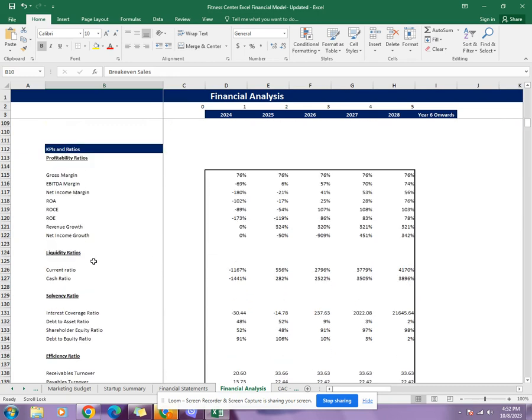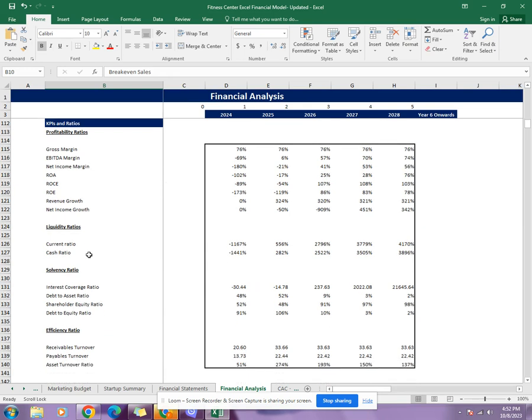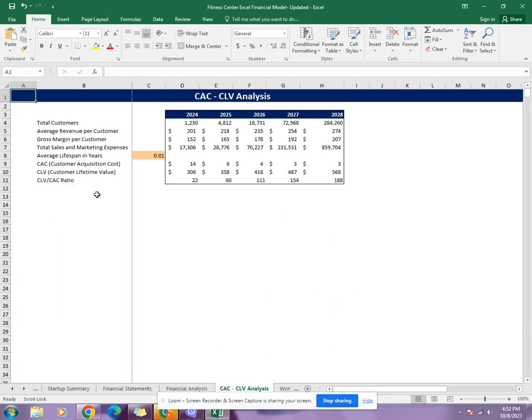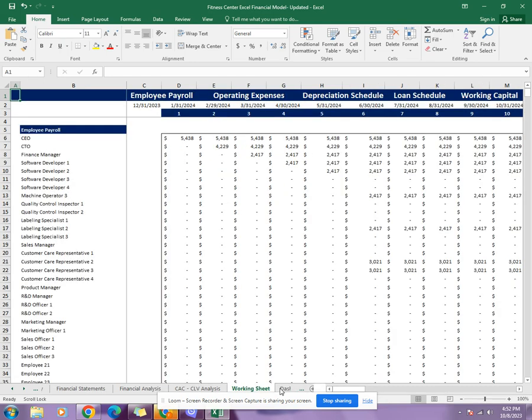Then comes the KPIs and ratios. The KPIs and ratios include the financial ratios that are profitability ratios, liquidity ratios, solvency ratios, and efficiency ratios. These are helpful in making financial decisions. Then comes the CAC and CLV analysis, which gives you the customer acquisition cost and customer lifetime value, and compares them both in form of a ratio for the 5 years that are being forecasted.